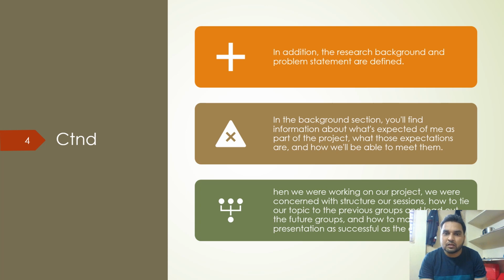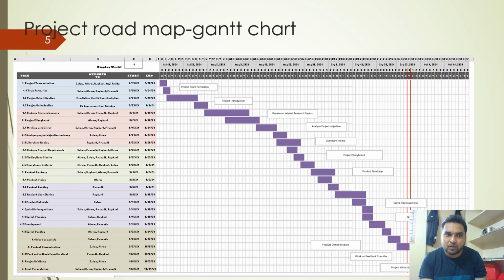we were working on our project. We were concerned with the structure of sessions, how to lay the topic out for the previous groups and the future groups. Then we considered how to give the presentation successfully as a team member and group work. After the storyboard, the next step is the project roadmap.